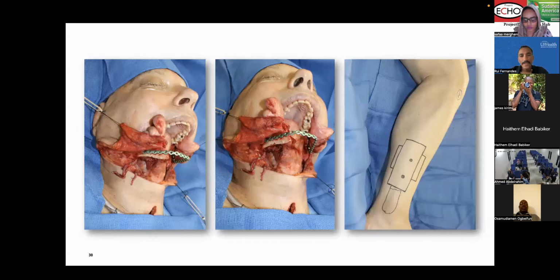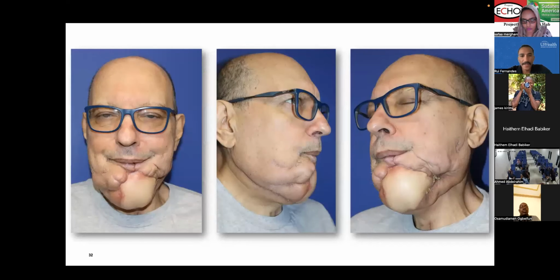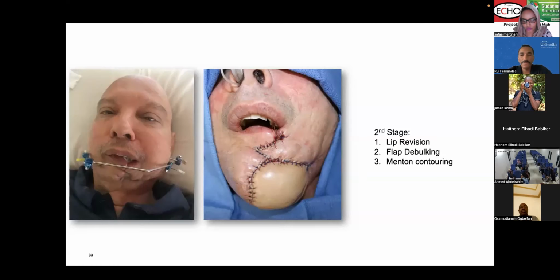Initially, this is the patient on table. We're going to do a staged reconstruction where we've done the fibula, subcutaneous fibula. We've done the skin panel on the outside for the deficient lip, the skin panel inside to address the intraoral component. This is him early on, but he knows that this is going to be a staged reconstruction because there's lots of issues happening still. Now we take him back and we do a second stage where we do a lip revision, we do a flap debulking, and we do a contouring of his menton.